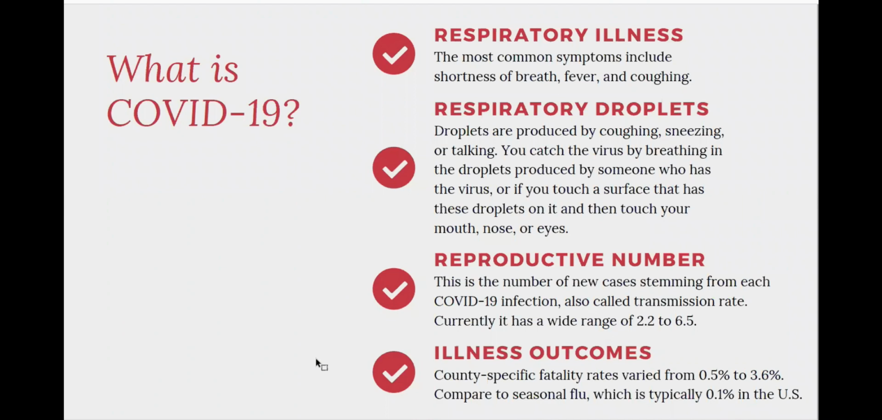Illness outcomes. Country-specific fatality rates vary from 0.5 to 3.6%, compared to seasonal flu, which is typically 0.1% in the United States. So these percentages are definitely scary high for public health officials. You know, when you're talking about everyone potentially getting sick, the 0.5% still can add up to a lot of people.